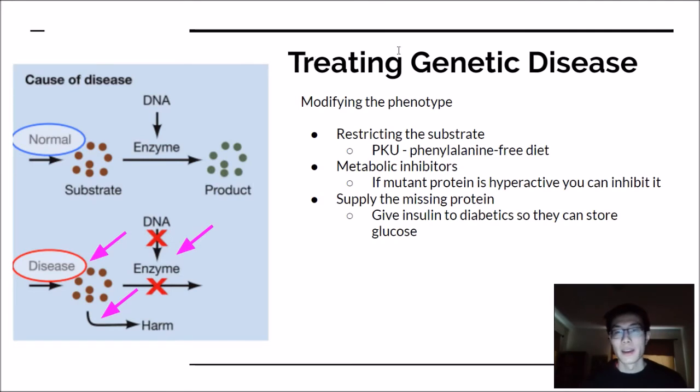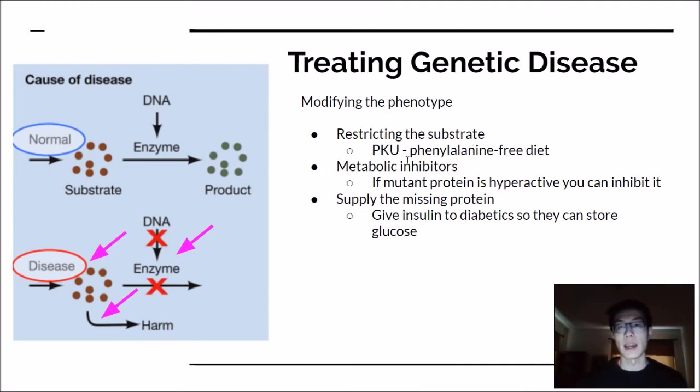Okay, treating genetic disease obviously is probably one of the most prominent fields today in biomedicine. And it's not necessarily the most straightforward one, because genetic diseases, as of now, can't really be 100% cured. But we can treat them to try to make the person who's suffering from it live a more successful life. And one of the ways we can do that is by modifying the phenotype. So this is modifying the phenotype of the issue. And there are some ways we can do it, including restricting the substrate.